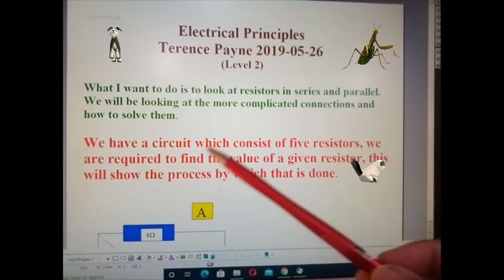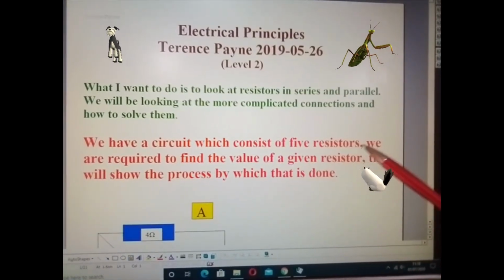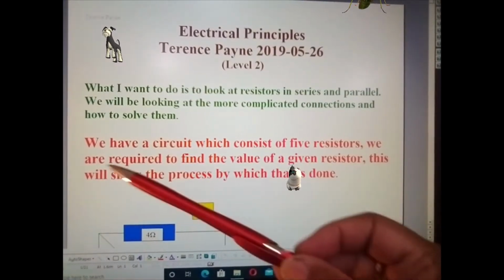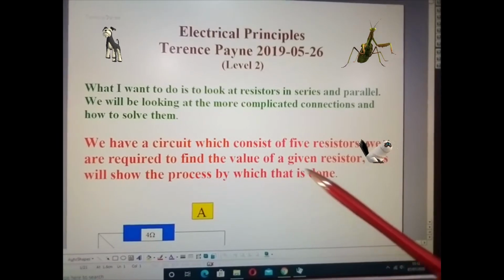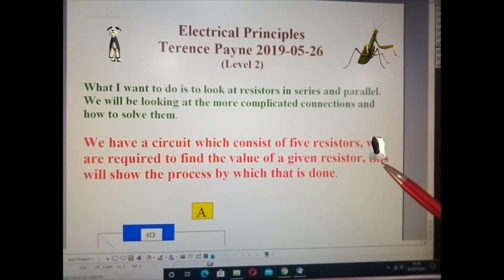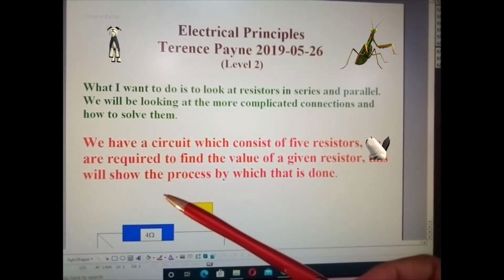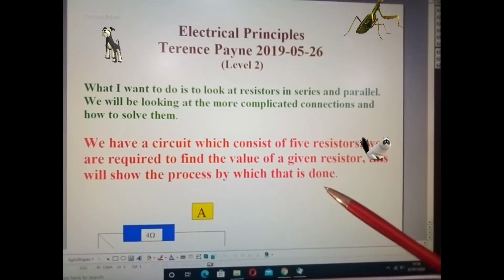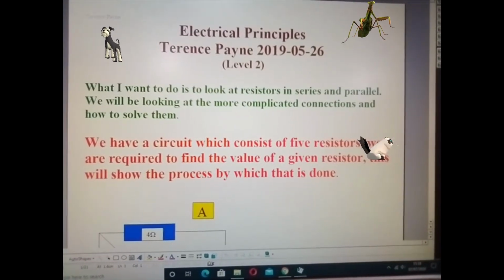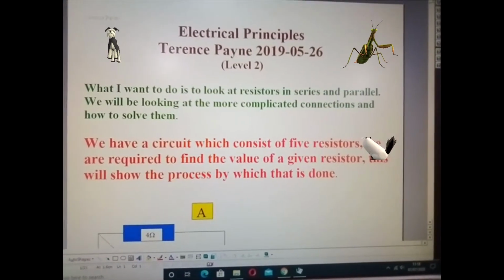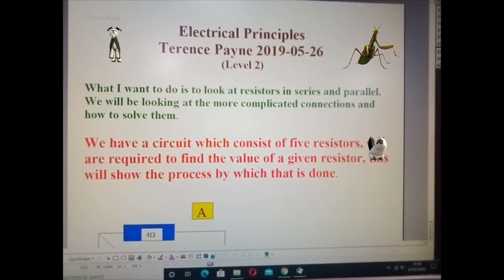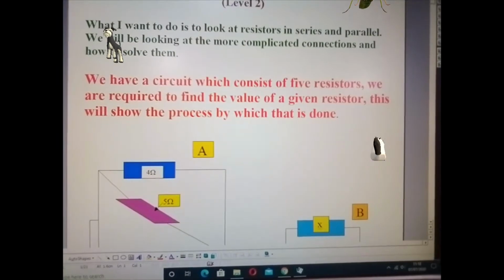We have a circuit which consists of 5 resistors. We are required to find the value of a given resistor. This will show the process by which that is done. Okay? And that's what I want to be looking at. So I'm hoping to take a little bit more time this time to go through that process.